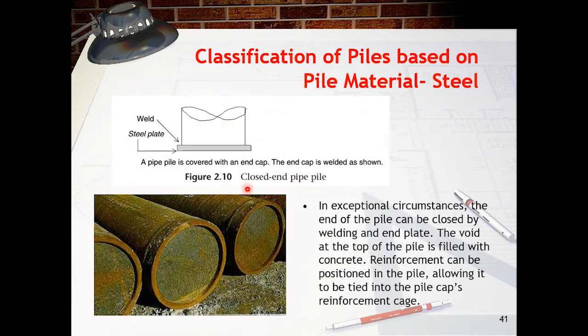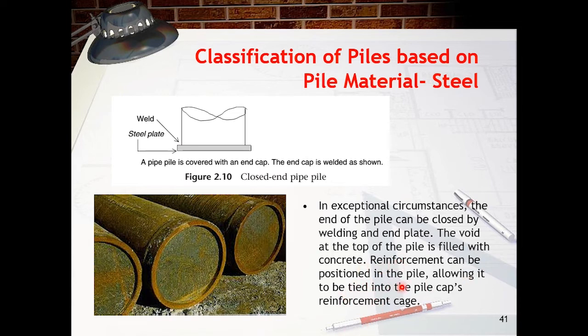This is the example for closed end tube pile. Okay, kalau you nampak kat sini, ini contoh tube pile lah. Kat bawah ni kita letak steel plate so that belah bawah tu akan tertutup. Kita welding lah for the connection. In exceptional circumstances, the end of the pile can be closed by welding an end plate. The void at the top of the pile is filled with concrete. Kalau ada keperluan, kita nak guna juga masukkan concrete dalam lubang tube pile tu.